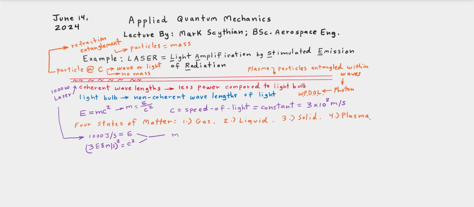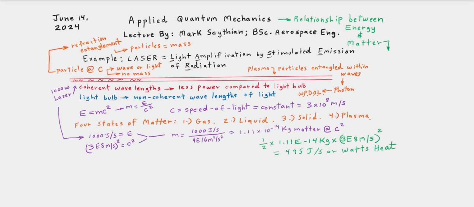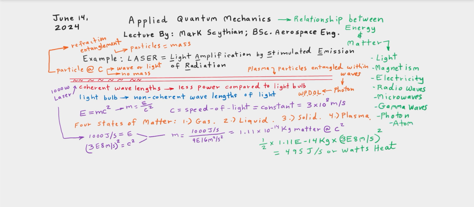So if we were to take an example of a laser beam, we could solve for the matter component through quantum entanglement of the coherent waves within a laser. So, of course, the acronym LASER stands for light amplification by stimulated emission of radiation. We have such characteristics as refraction, entanglement, etc.